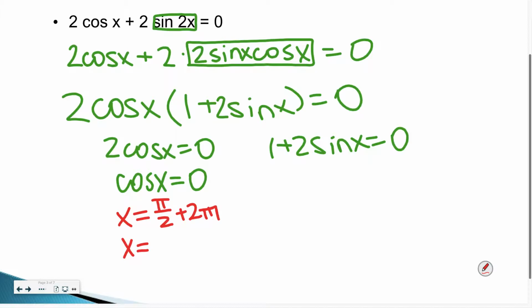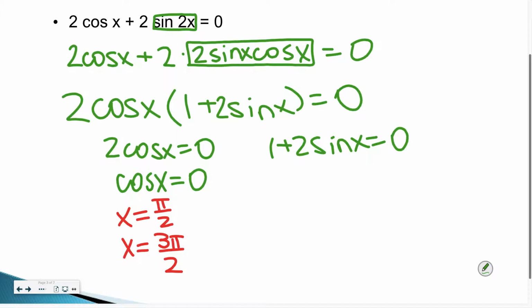Pi over 2 and 3 pi over 2. And you know what? I'm going to take this back real quick. I think in your book problems, they ask you for just the solutions between 0 and 2 pi. So we'll practice that in this problem.